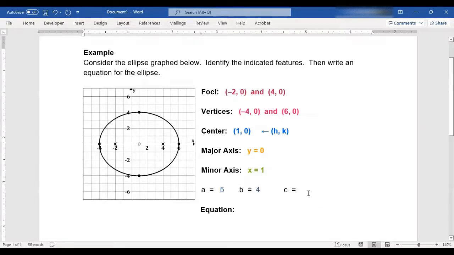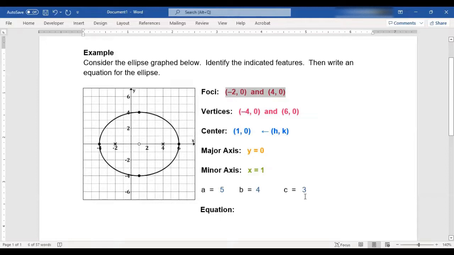And then c is the distance from the center to each focus. So we have 1, 2, 3. That should be 3. Now, I did mention that sometimes the foci are not graphed, and that can make them more difficult to identify. So if the foci were not graphed, basically this piece would be missing, and c would be missing.